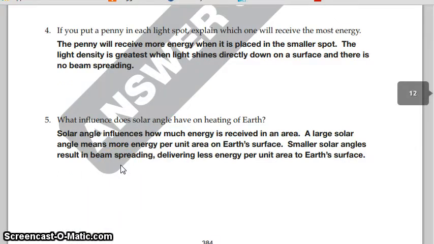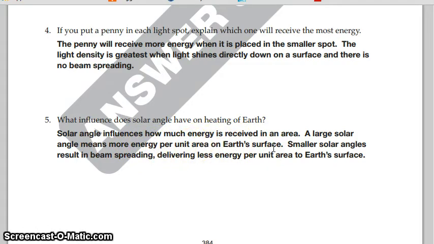And how does this affect the Earth? What influence does solar angle have on heating the Earth? Solar angle influences how much energy is received in an area. A large solar angle means more energy per unit area on the Earth's surface.